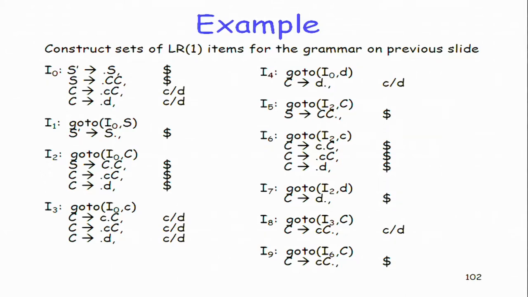Similarly, if I look at say 6 and 3, the kernel is the same, the look ahead is different. If I look at 4 and 7, the kernel is the same, the look ahead is different. If I look at 8 and 9, the kernel is the same and the look ahead is different. Can I take all these states which have the same kernel and different look ahead and merge them? Is that what you are saying? Now what happens if I merge them? We will get?